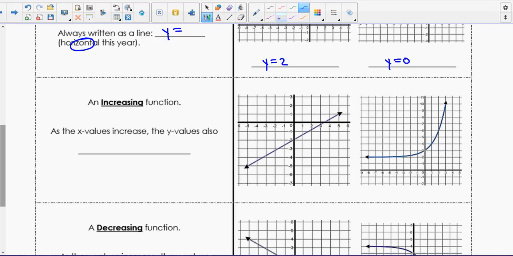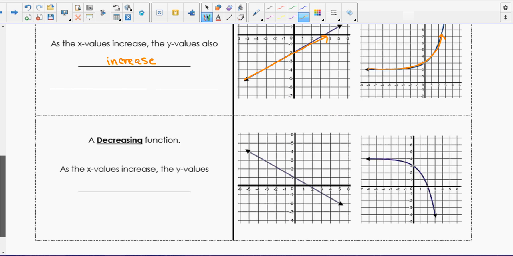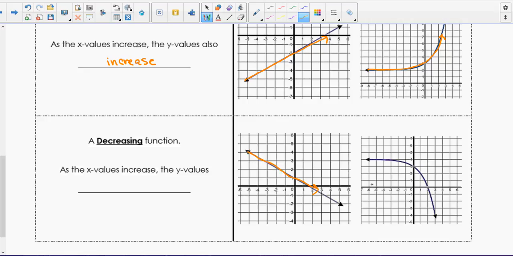Alright, next, an increasing function. So an increasing function, as the x values increase, the y values also increase. That just means your height. So I can see that as I go from left to right, my function's going up, and I can see as I go from left to right, my function's going up. So that's an increasing function. On the other side, I can see that as I go from left to right, this function's going down, and so is this function. Therefore, decreasing is as the x values increase, the y values decrease. So, an increasing function versus a decreasing function. The y values, sorry, decrease, not plural.